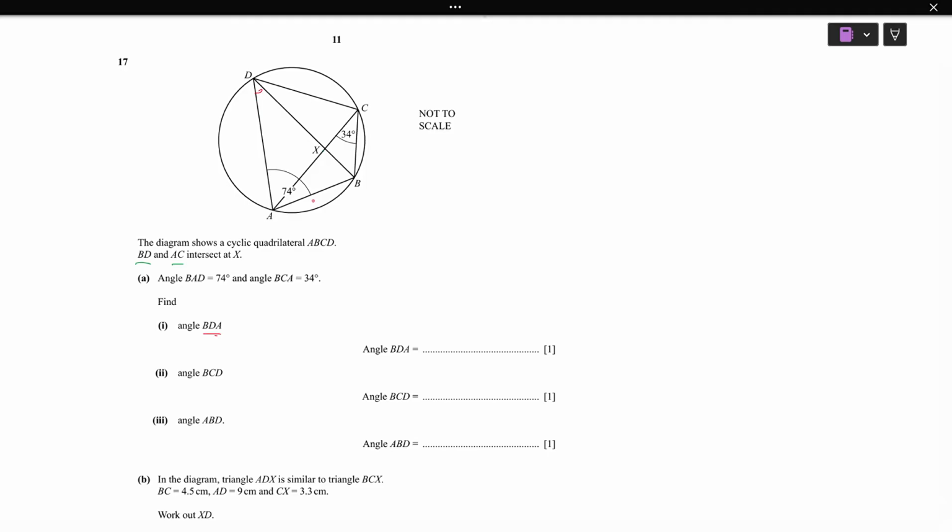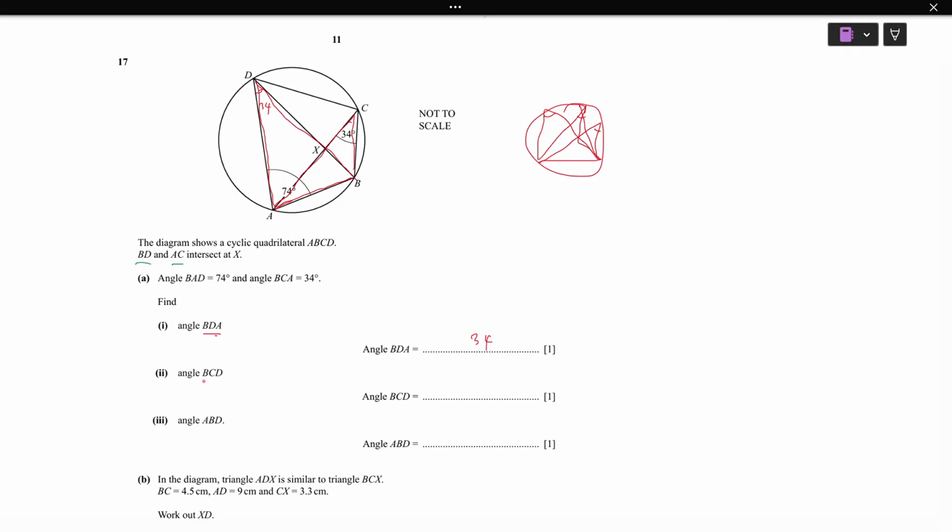Here, AB is the chord. From the same base, two angles are subtended, this angle and this angle, two triangles. When you draw triangles on the circle from the same base, all the angles must be the same. So this angle, this angle, this angle, all are equal. In the same way, here is 34, here also is 34. So the first answer we write is 34.